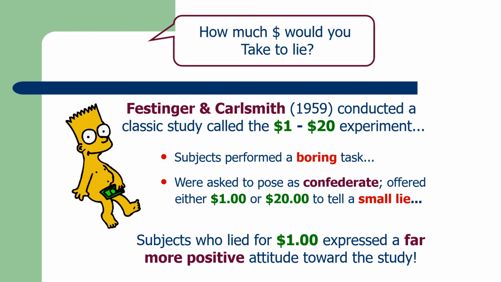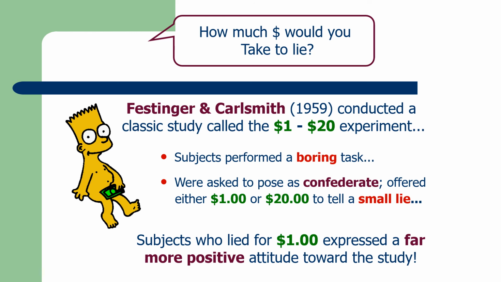So everybody does that. And then where the manipulation is, you're asked, so we have somebody else coming in. This is another student, and we want you to now be a confederate, and we want you to tell this person how interesting this study was that you just did. So basically you're telling a lie, and we're either going to pay you $1 for this or $20 for this lie. And so what they found is that later on, when they asked subjects about their real feelings about the study, those who lied for $1 were much more positive about their actual attitudes about the study.